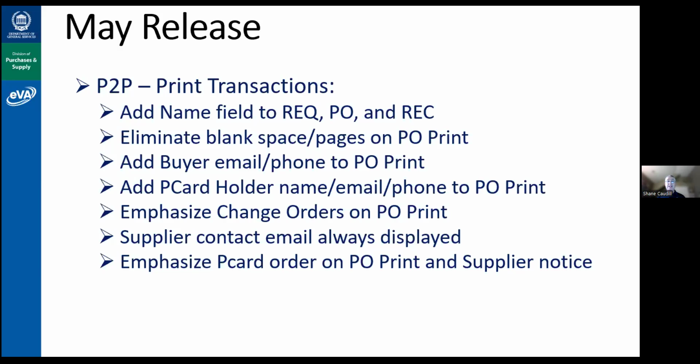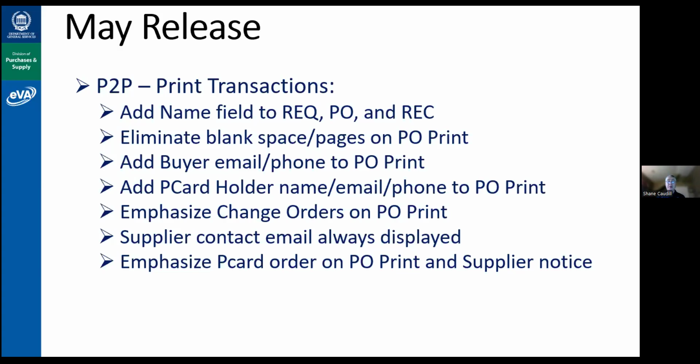Eliminating a lot of the blank spaces and pages on the PO print, so it's a little bit more consolidated and concise. Adding buyer email and phone number to the PO print. Adding the P card holder name, email, and phone to the PO print, particularly if it's different. If somebody keyed in the request and the P card holder is different, making sure those are clearly pointed out.